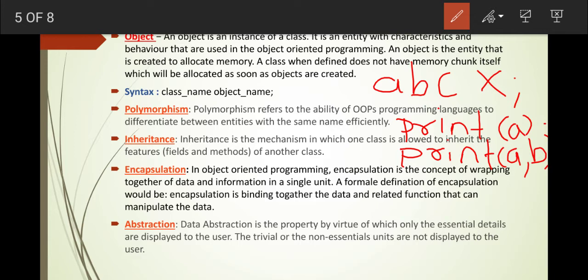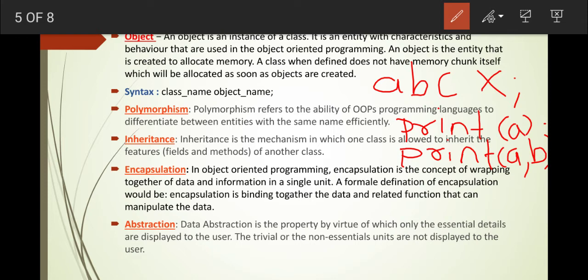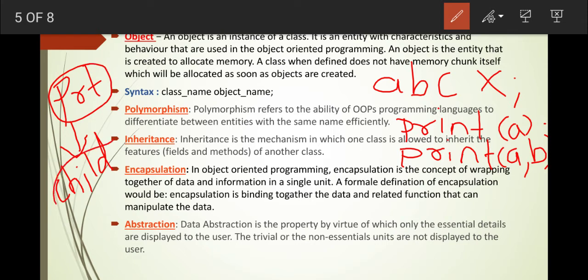Inheritance means to inherit some property from the base class, and you create a new derived class. For example, suppose we have a base class parent, and I derive a property and we create a new class, a child. So parent is one class, child is another class. Parent class is called a base class, child class is called a derived class. So inheritance is a mechanism in which one class is allowed to inherit the features of another class.